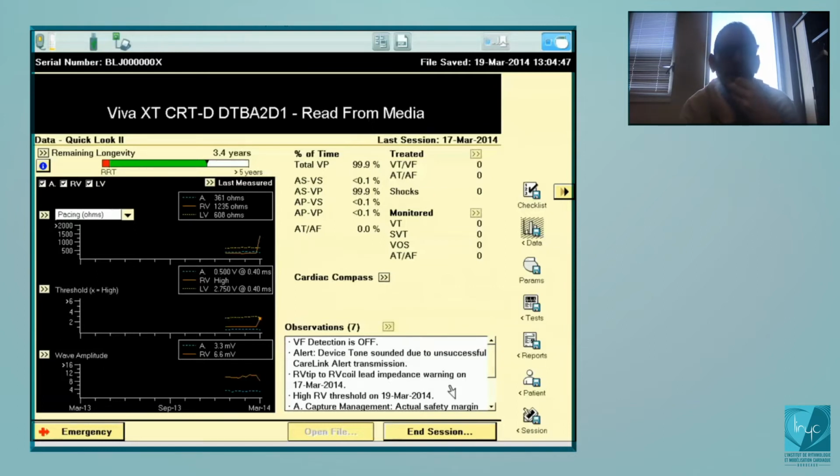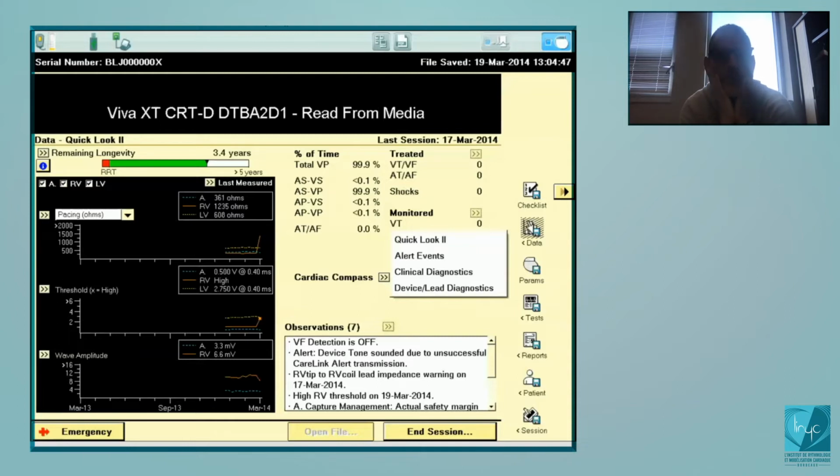And most of the time, we see the problem of lead dysfunction way before the increase in threshold, way before the decrease in the R wave amplitude, and also most of the time we can see it before the modifications of the pacing impedance.